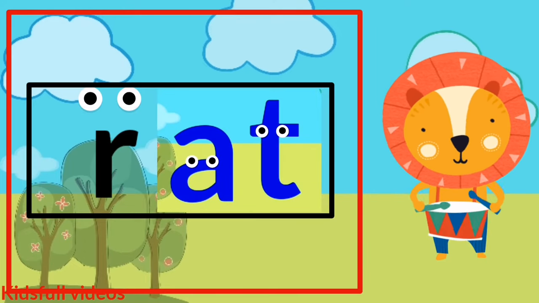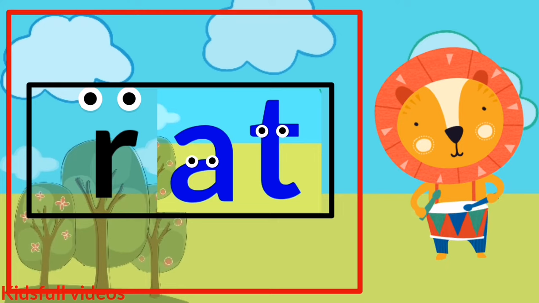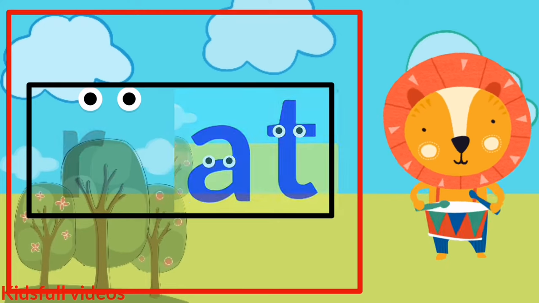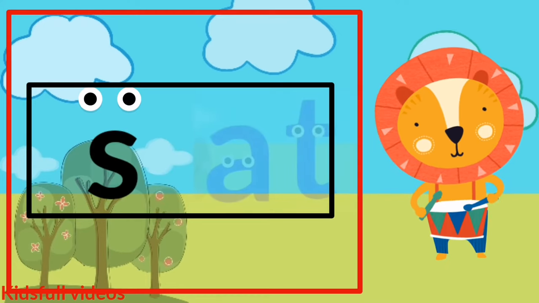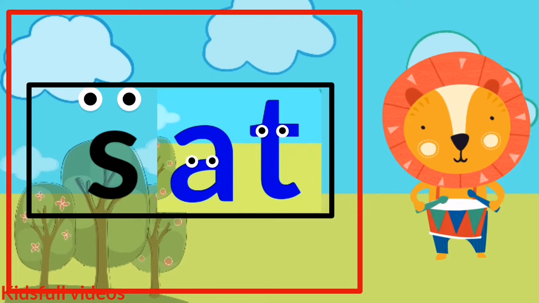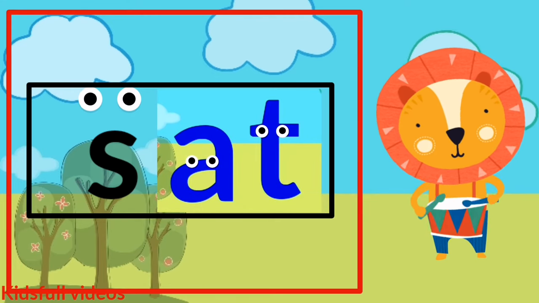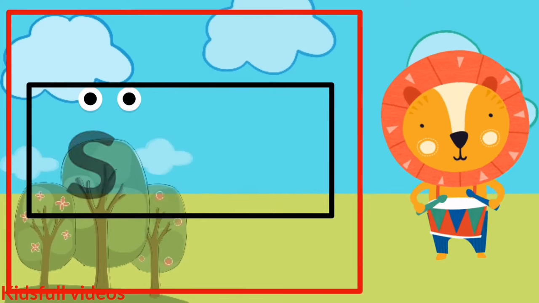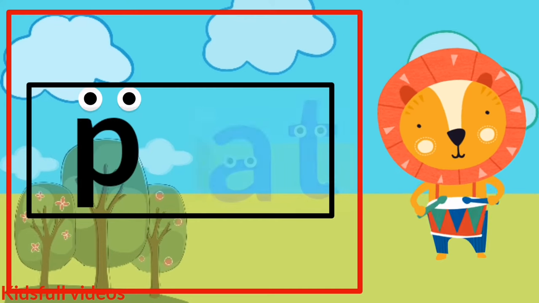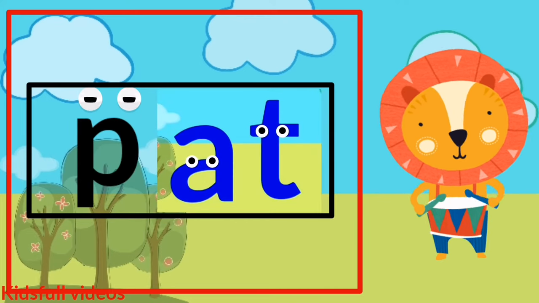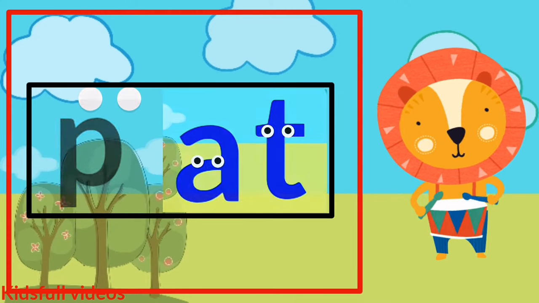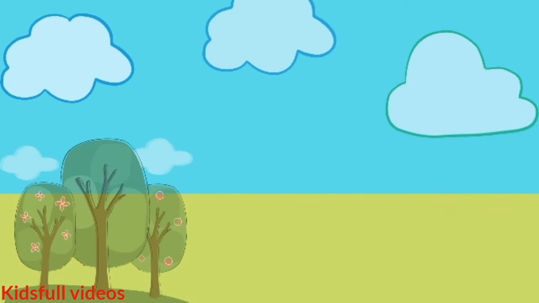R. At makes rat. S. At makes set. B. At makes bat. Great job, everyone. Let's practice more.